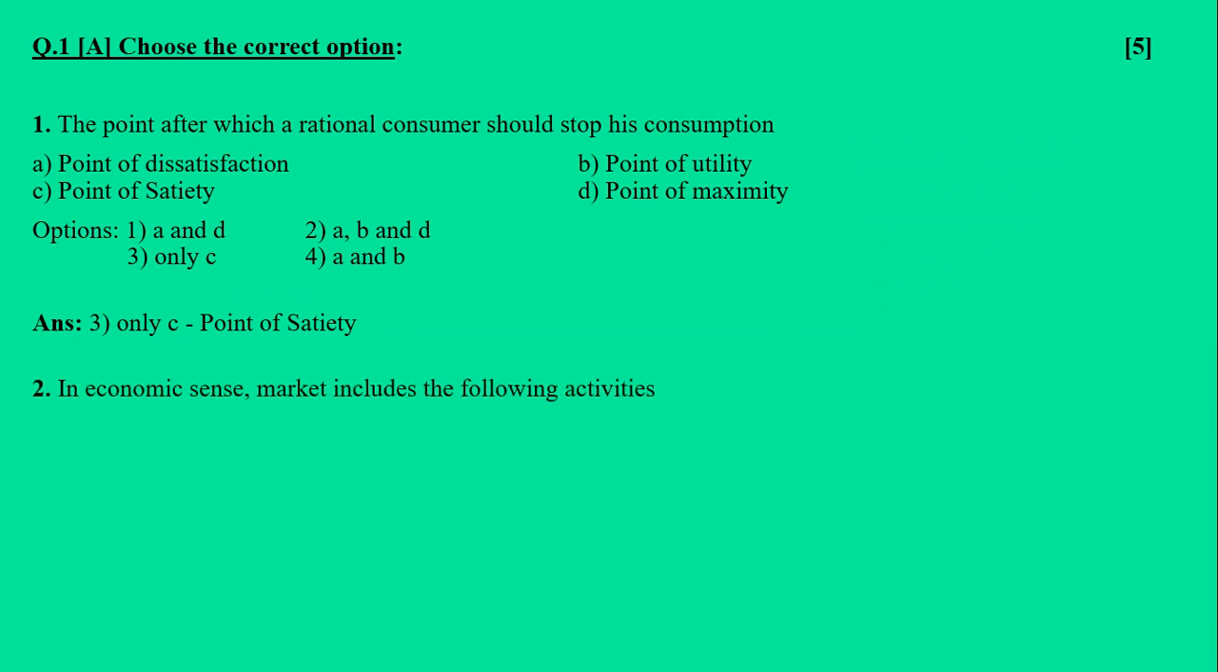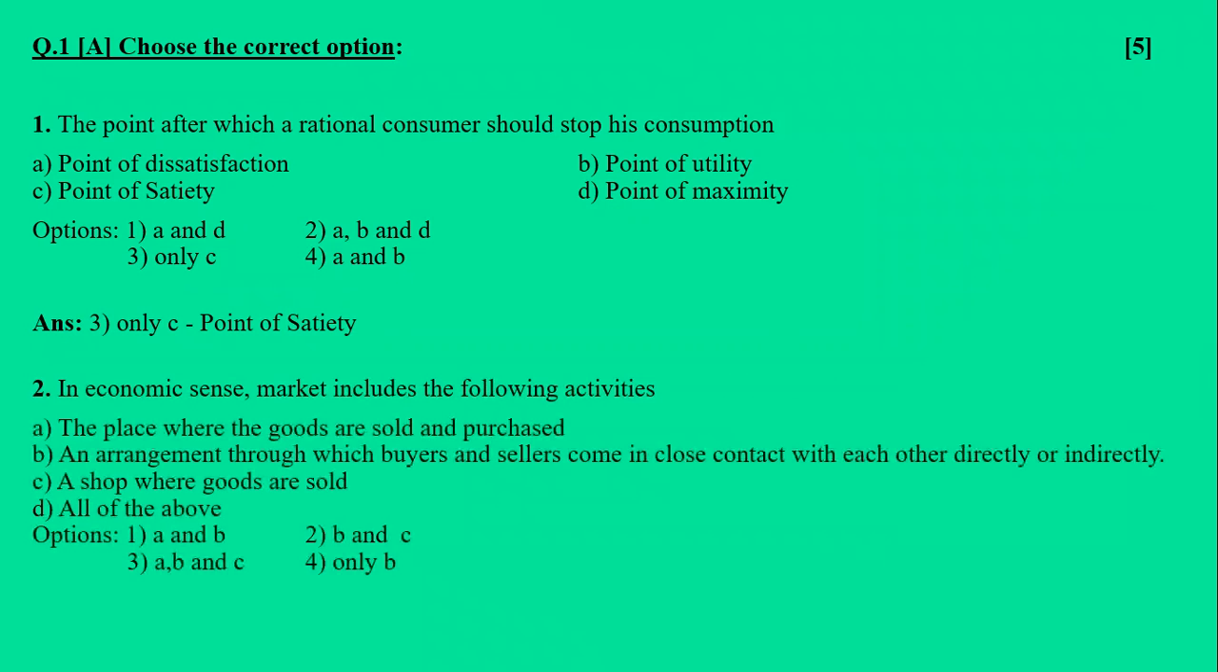See the next statement. In economic sense, market includes the following activities. A, the place where the goods are sold and purchased. B, an arrangement through which buyers and sellers come in close contact with each other directly or indirectly. C, a shop where goods are sold. And D, all of the above. Now see the options. Number 1, A and B. Number 2, B and C. Number 3, A, B and C. And number 4, only B.